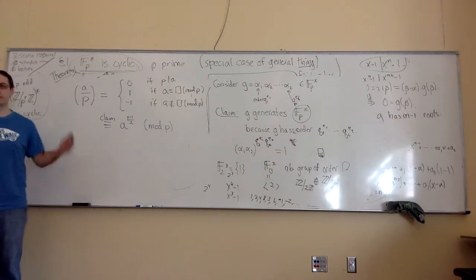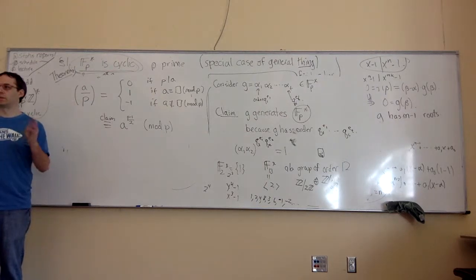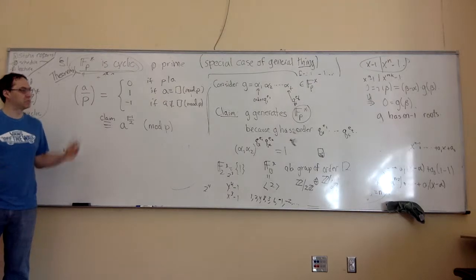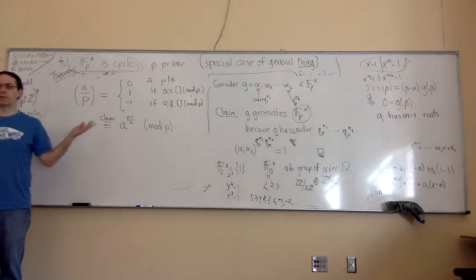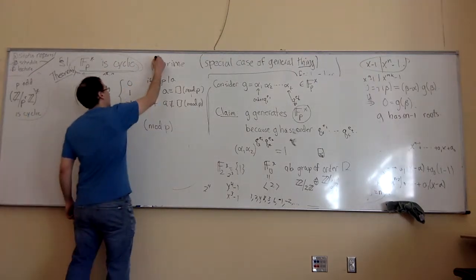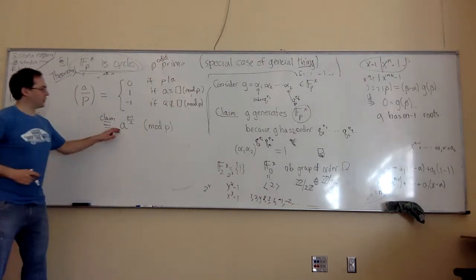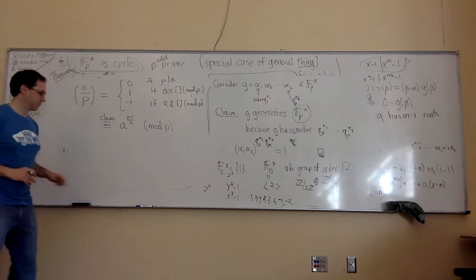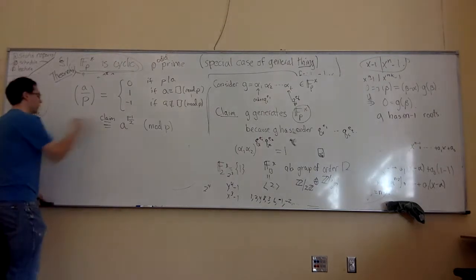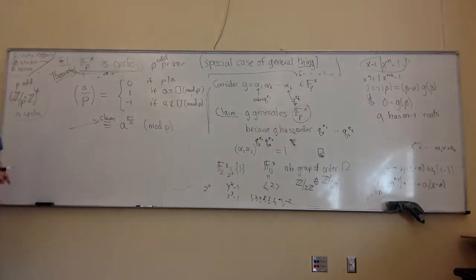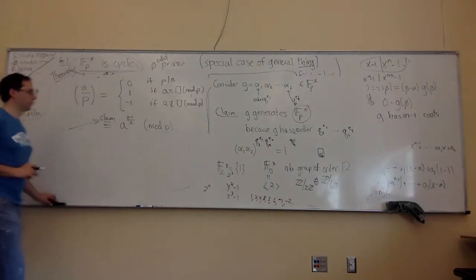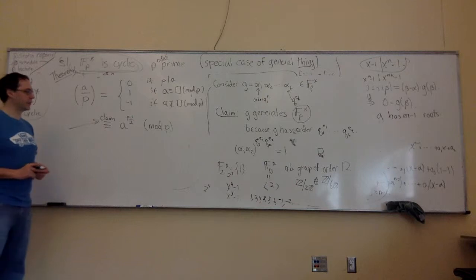Which I think helps a lot to demystify this symbol. So if you take the number A and raise it to the power of P minus 1 over 2, you get some number mod P. P is an odd prime here. And that number is congruent to, I claim, either 0, 1, or minus 1. Okay? So let me explain why this is easy to see now that we know that F_p star is cyclic, but I think not easy to see otherwise.